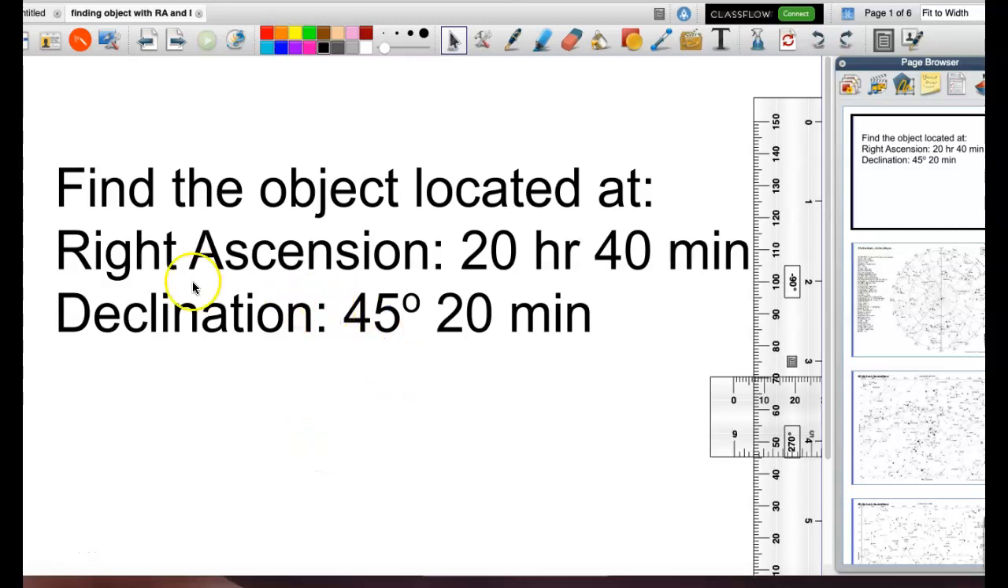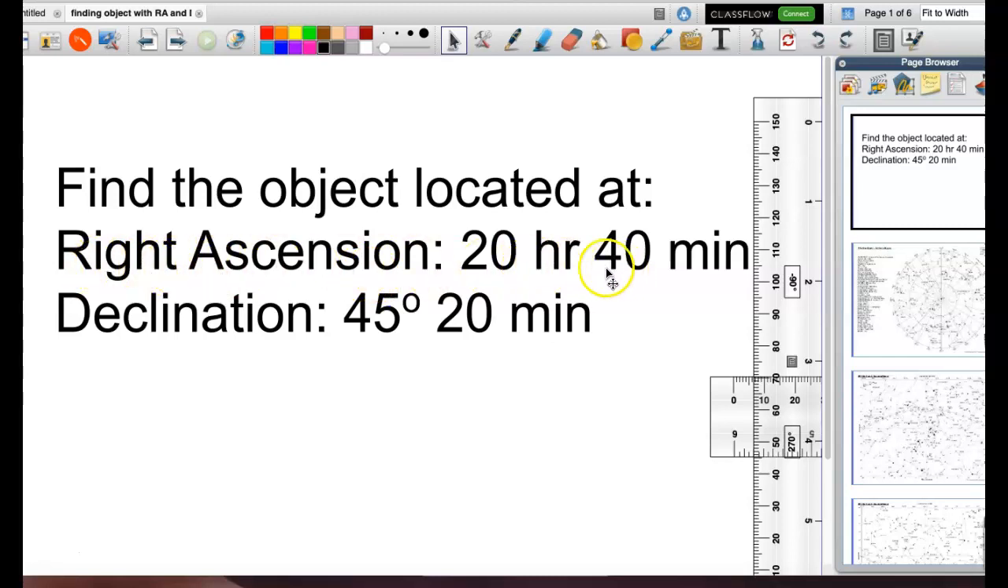How do you find an object if you're given the right ascension and declination of the object? Let's look at how you do that. So here we're given a right ascension of 20 hours and 40 minutes and a declination of 45 degrees and 20 minutes. So we've got to find that on our star charts and see what object is there.